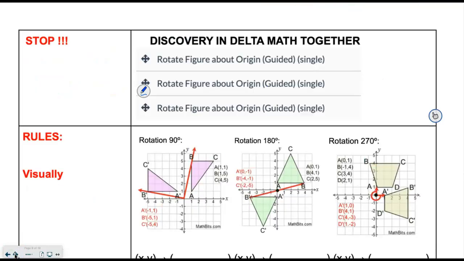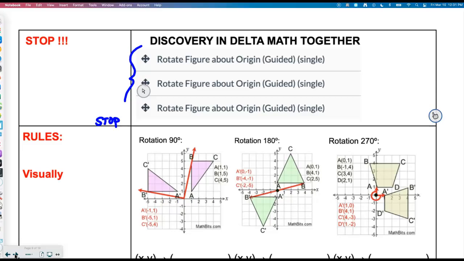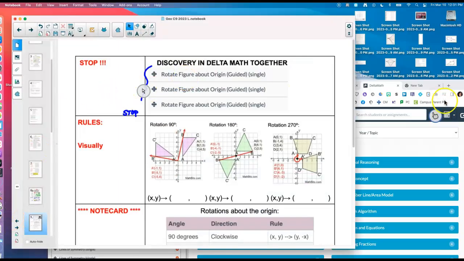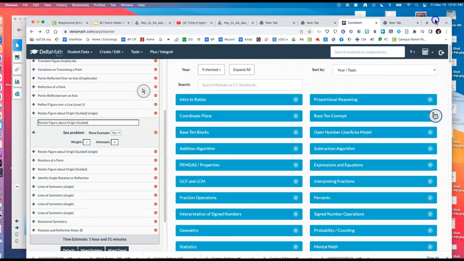So what we're going to do is go discover, because there are patterns for these as well. We're going to stop right now, and we're all going to log into our Delta Math, and we're going to do these 3 together. So you pause the video, open your Delta Math, and in class we will have walked through these 3 main rotations together.